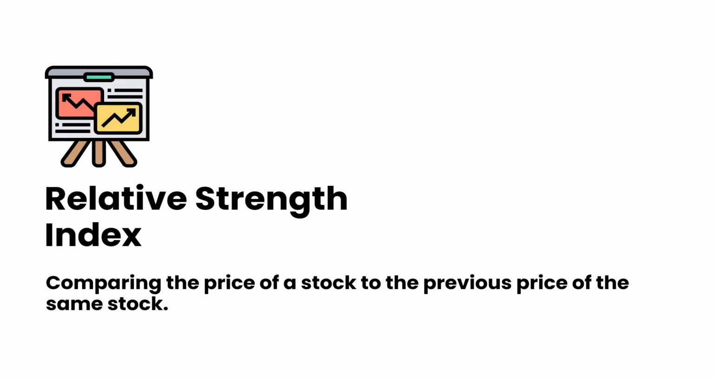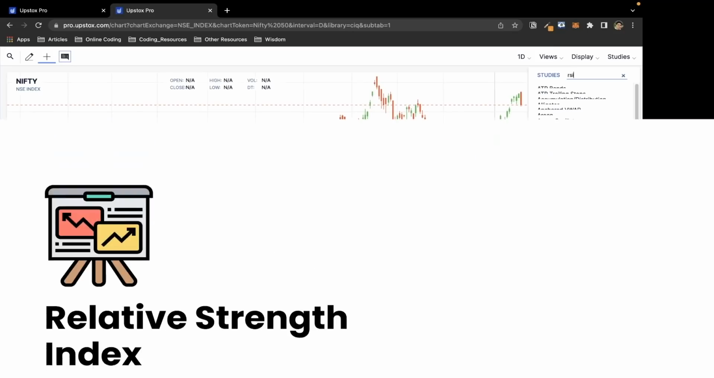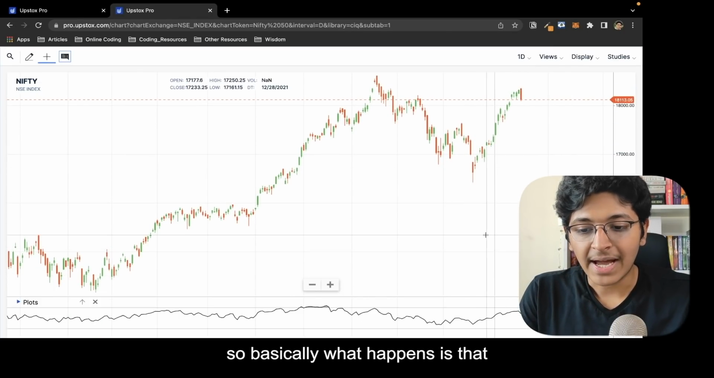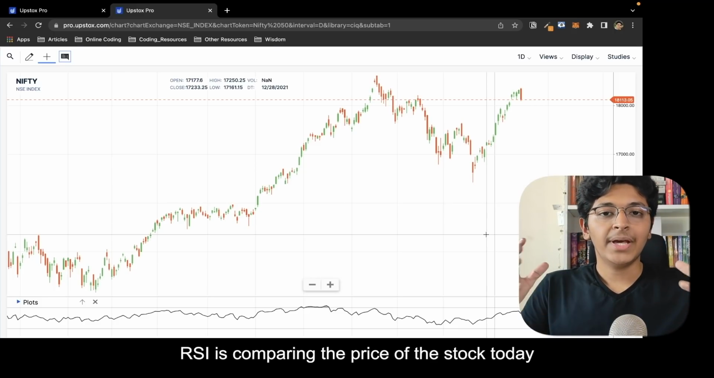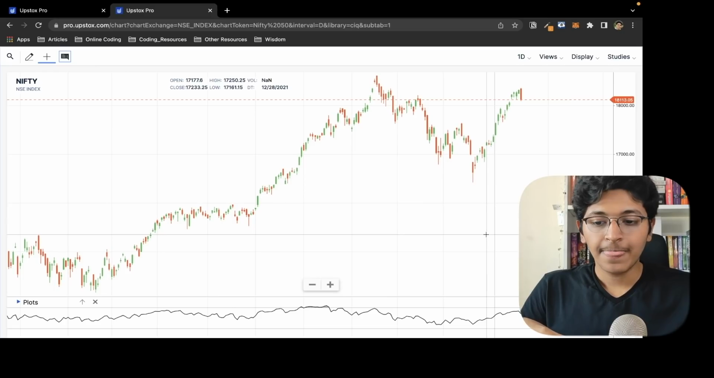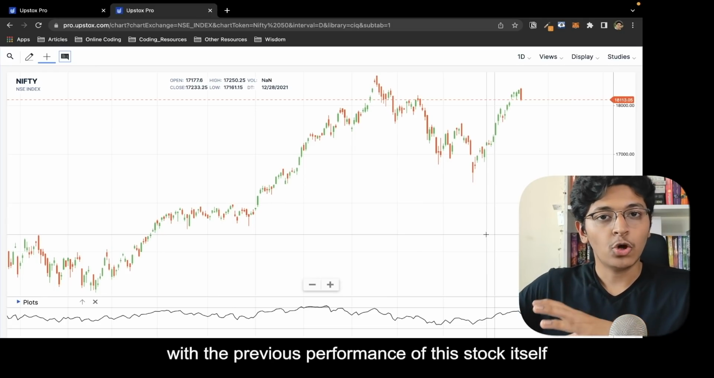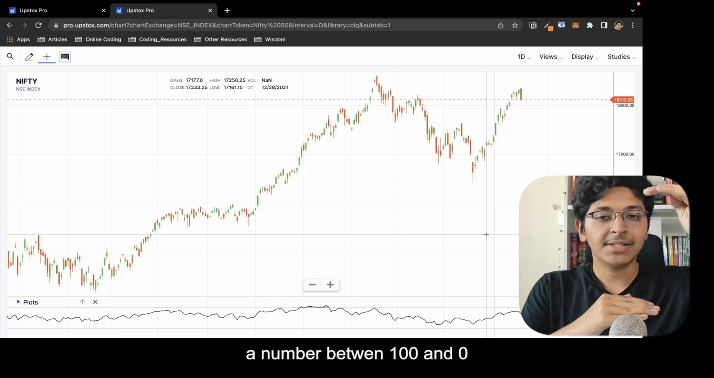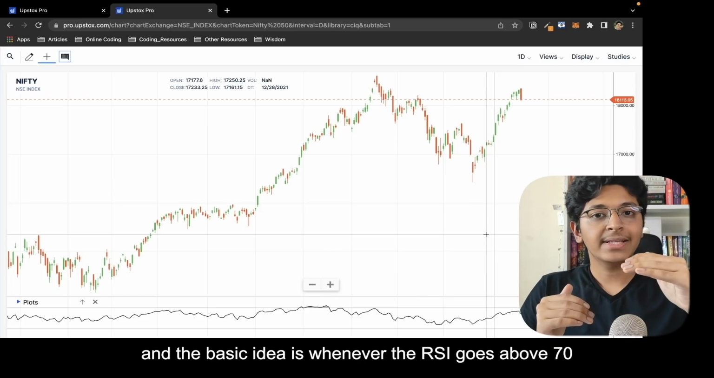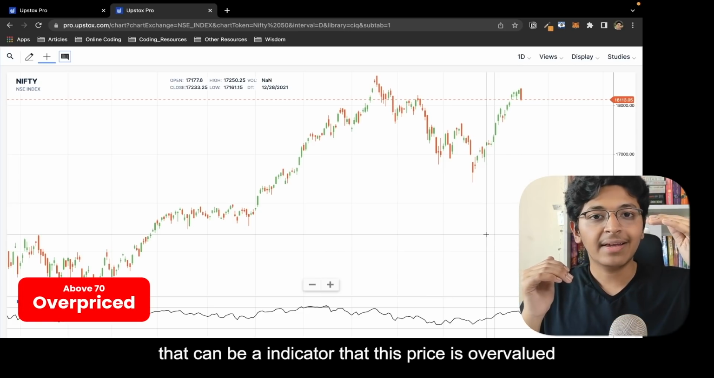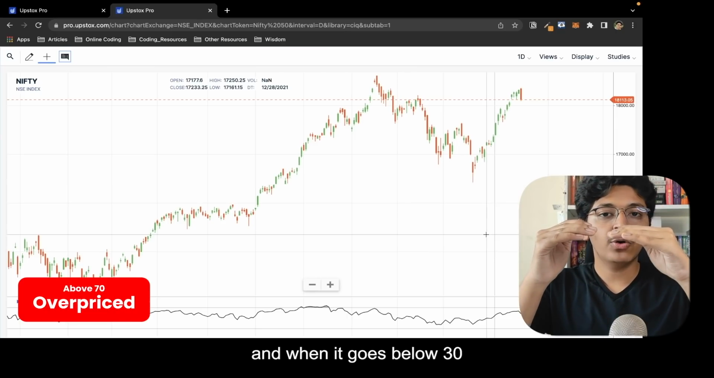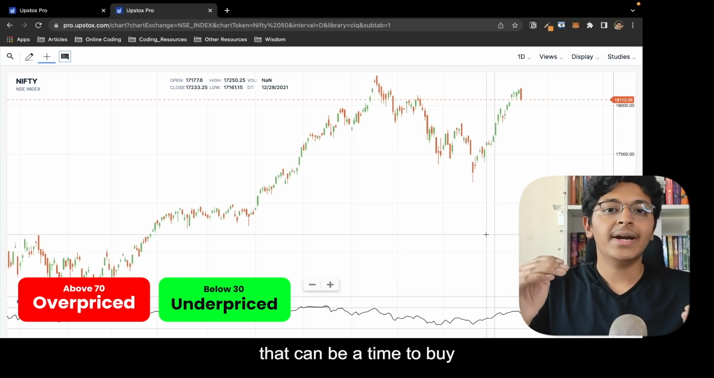You also have something called the relative strength index. So I'll just search for that right now, or I can just search for RSI and I can enable it right here. So basically what happens is that RSI compares the price of the stock today with the previous performance of the stock itself. And it is going to give me a number between 100 and 0. The basic idea is whenever the RSI goes above 70, that can be an indicator that the price is overvalued, and when it goes below 30, that can be a time to buy.